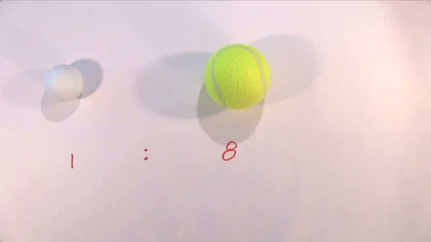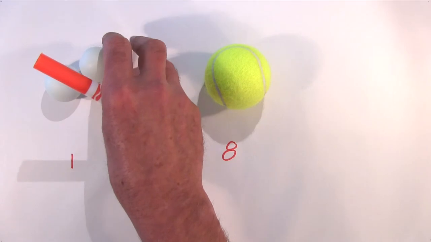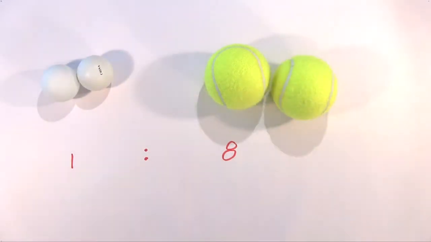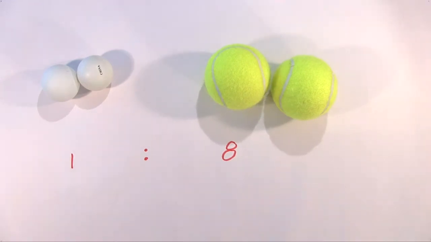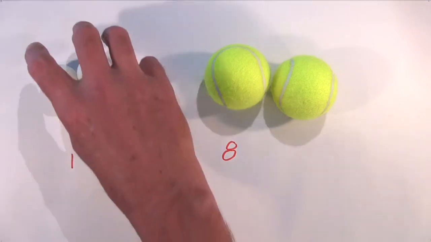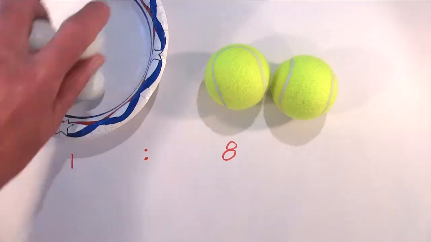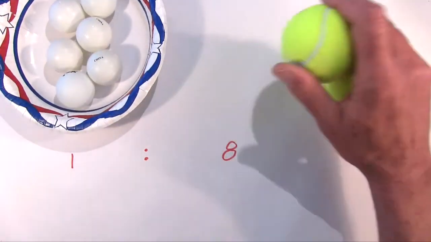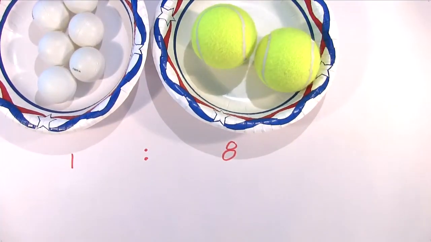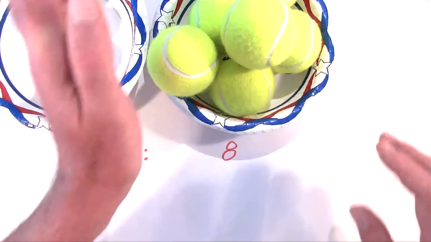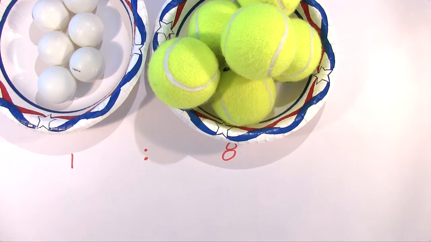Okay? Now, suppose I had 2 tennis balls and 2 ping pong balls. What would the ratio of their masses be? It would still be 1:8, even though I've doubled the number of balls. Okay? What about if I had 6 ping pong balls and 6 tennis balls? What would the ratio of the masses be? It would still be 1:8.